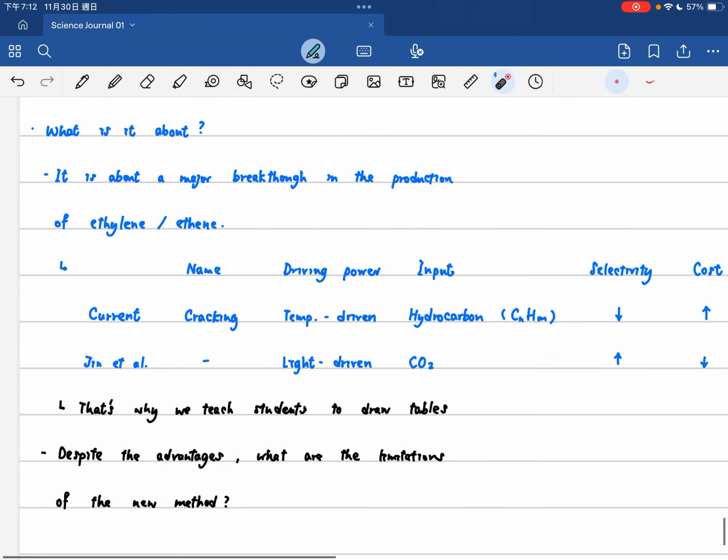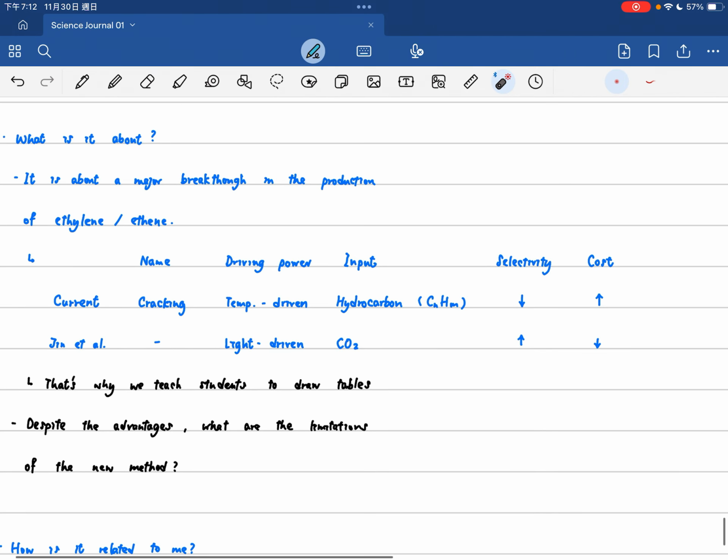So it is about the major breakthrough in the production of ethene. Okay, so currently we use cracking, so it's temperature driven, and the input will be hydrocarbon, that's the fossil fuel, and the selectivity is low while the cost is high. And the gene will promote a method that is by light driven method, and the input will be carbon dioxide, and the selectivity will be much higher, and also the cost will be much lower. So by providing the information in a table, you may know why we teach students to draw tables.